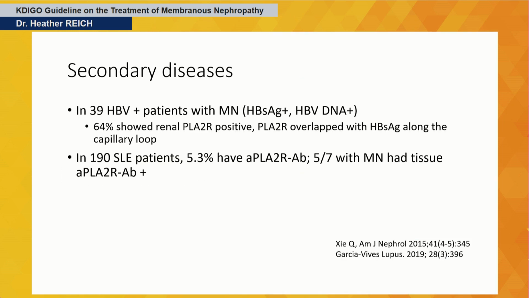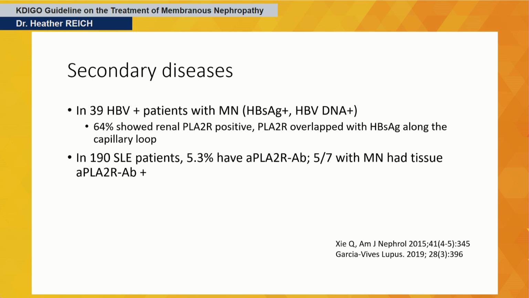I want to highlight some newer studies as well that show that hepatitis B patients frequently can have anti-PLA2R positivity, up to 64% in patients with membranous nephropathy. And in SLE, reports are continuing to show that anti-PLA2R autoantibodies are not rare. Up to 5.5% of patients with SLE will have anti-PLA2R antibodies.